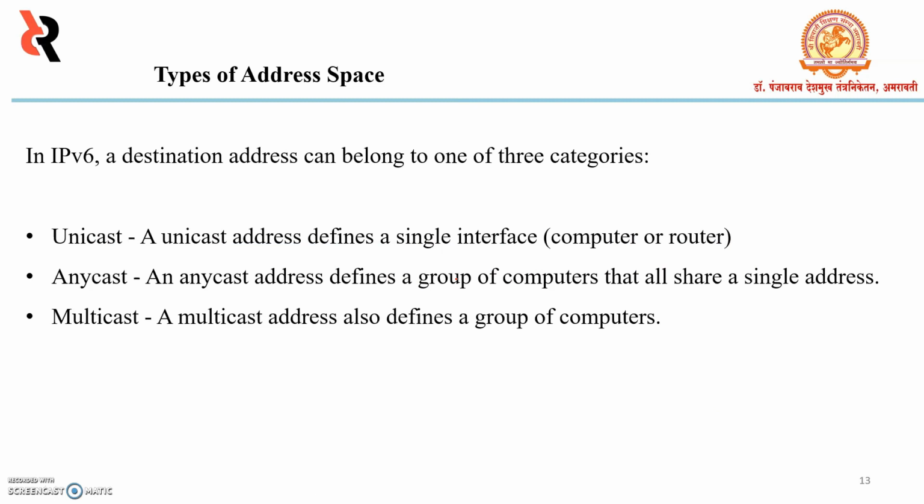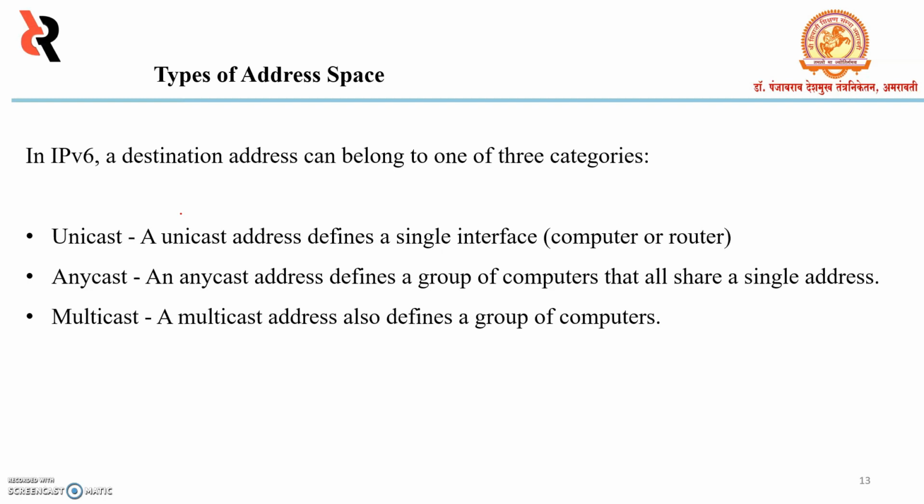Let us see types of IP address. There are 3 major categories of IPv6 address: unicast, anycast, multicast. Let us see one by one. Unicast. It is for single interface. A unicast address identifies a single interface. When a network device sends a packet to a unicast address, the packet goes only to the specific interface identified by that address.